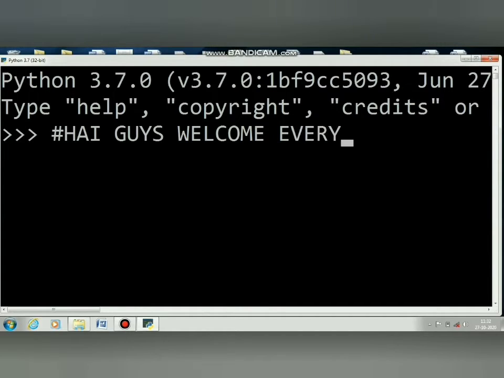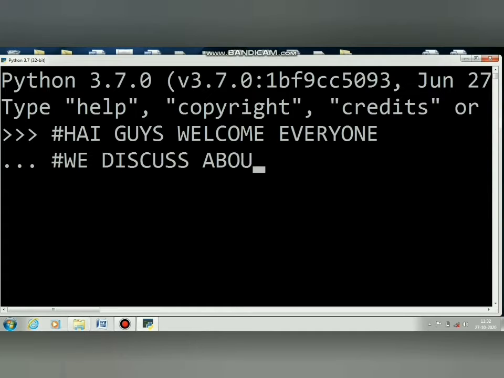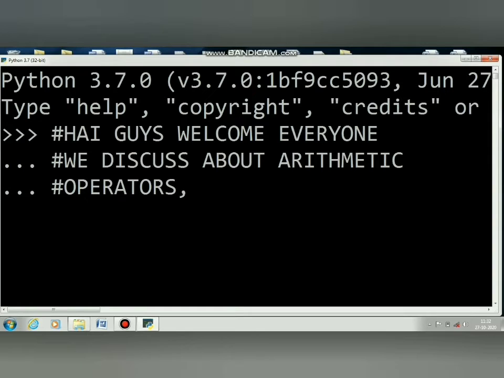addition operator, the plus symbol; multiplication operator, the asterisk symbol; subtraction operator, that is the minus symbol; division operator, that is the divide by symbol; modulo division operator, the percentage symbol; and the added advantages of the arithmetic operators in Python.